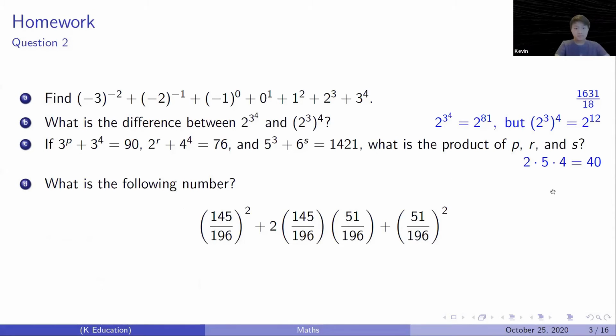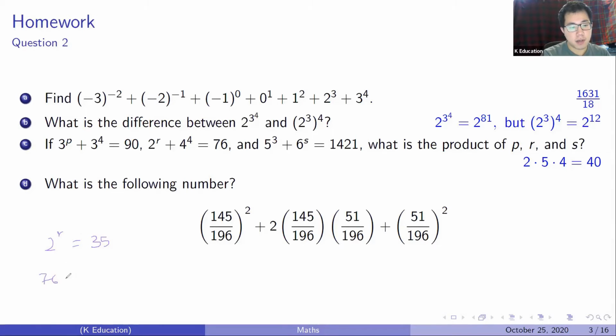And it turns out r should have been 5. So in that case, 2 to the r is 32, and 76 minus 32 is equal to 34. No, 44. Okay, something went wrong there. Apologize for that. Okay, so we can ignore C.